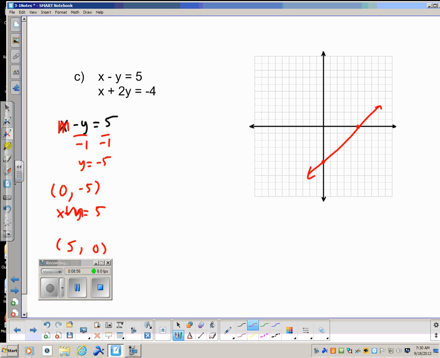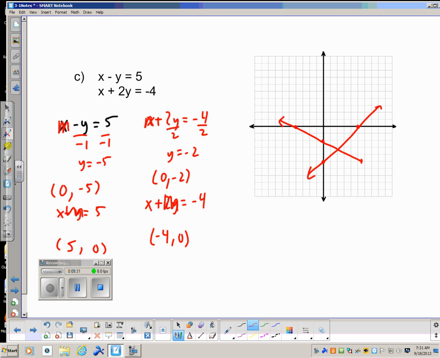My other one here, x plus 2y equals negative 4. Cover up the x here. Divide by 2. y is negative 2, so I've got 0, negative 2. I'm going to rewrite it again. This time I'm going to cover up the y here. So I get x equals negative 4. So I can plot those. I've got negative 4, 0, and 0, negative 2. And I can connect those. And it's looking like it's right there, 2, negative 3.